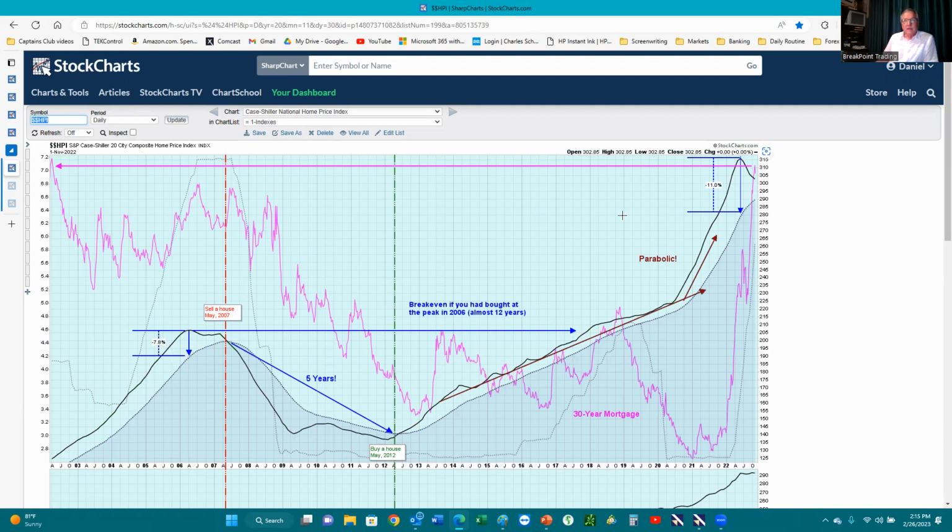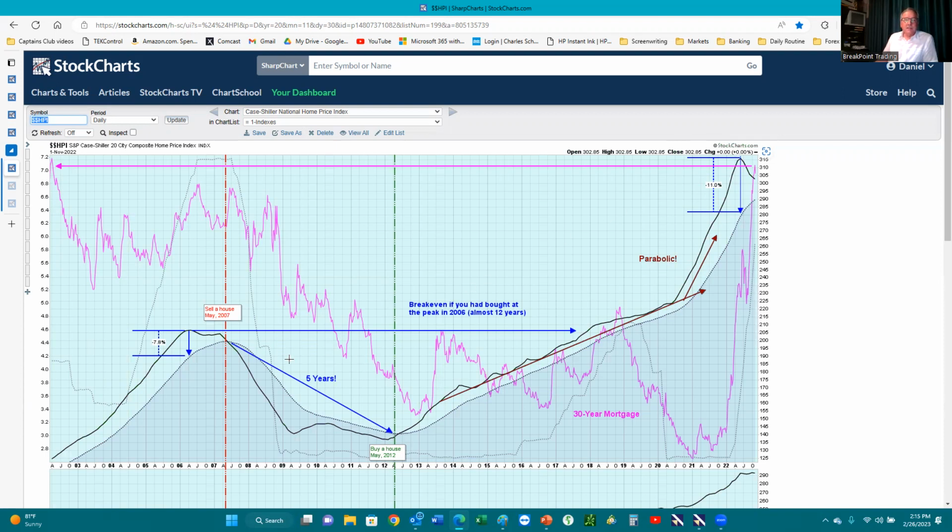That was the distance. The furthest that happened here, which was in roughly May or June, probably May of last year, was 11%. So very extended. It went parabolic right here, right after the COVID crash. Price of houses, as everyone knows, went parabolic.